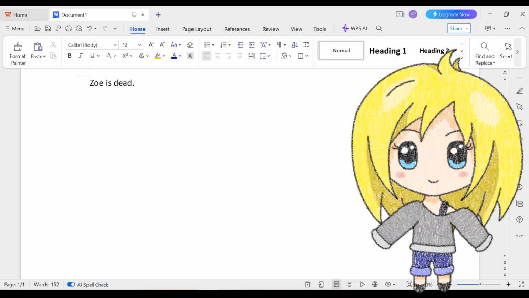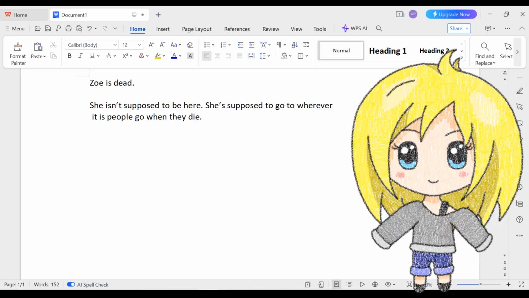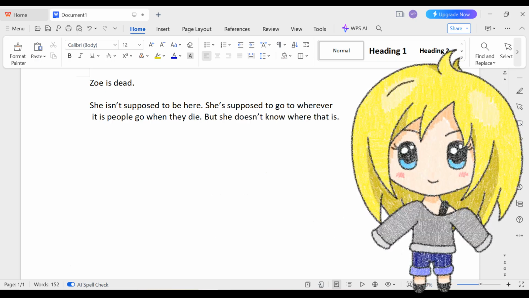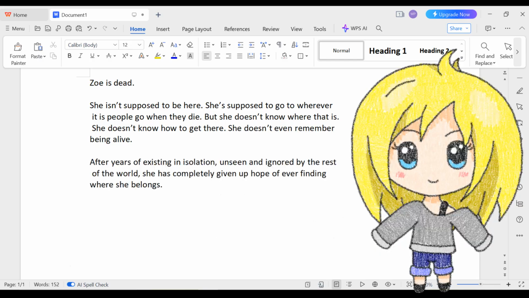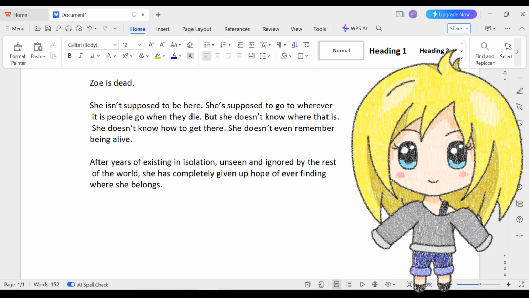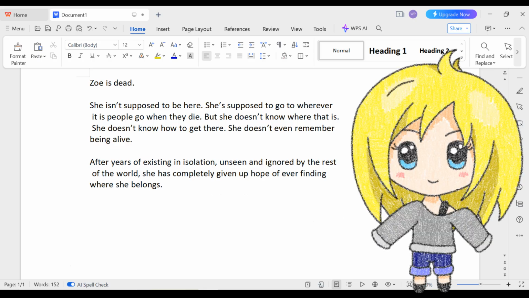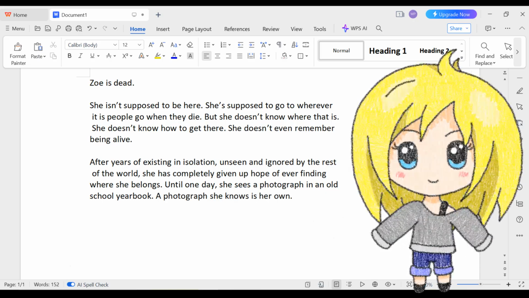Zoe is dead. She isn't supposed to be here. She's supposed to go to wherever it is people go when they die. But she doesn't know where that is. She doesn't know how to get there. She doesn't even remember being alive. After years of existing in isolation, unseen and ignored by the rest of the world, she has completely given up hope of ever finding where she belongs. Until one day, she sees a photograph in an old school yearbook. A photograph she knows is her own.